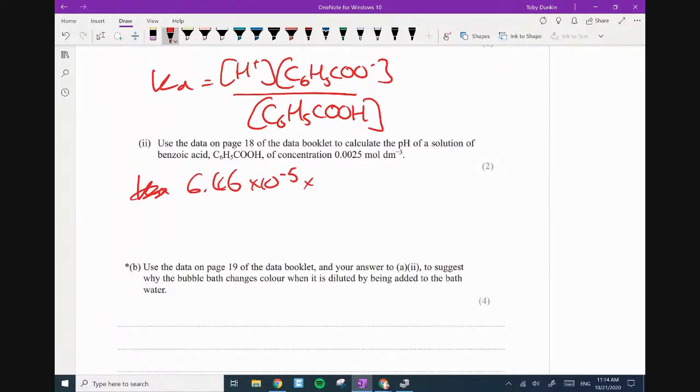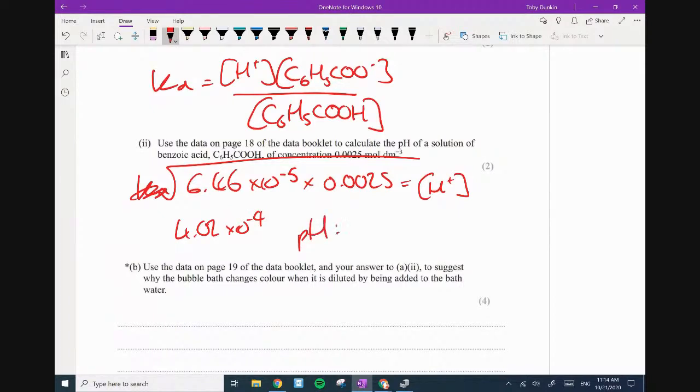So multiplied by the concentration. Root answer will give me the H plus concentration. So 6.46 exponential minus 5 multiplied by 0.0025. Root answer, it's very dilute. Gives me an answer of 4.02 times 10 to the minus 4. Minus log answer. So I've got a pH of 3.39, which rounds up to 3.4.